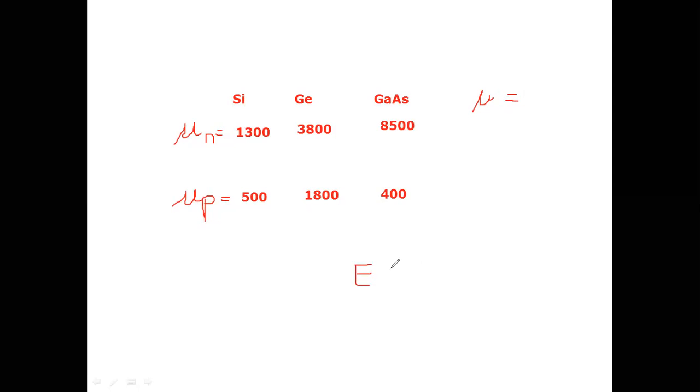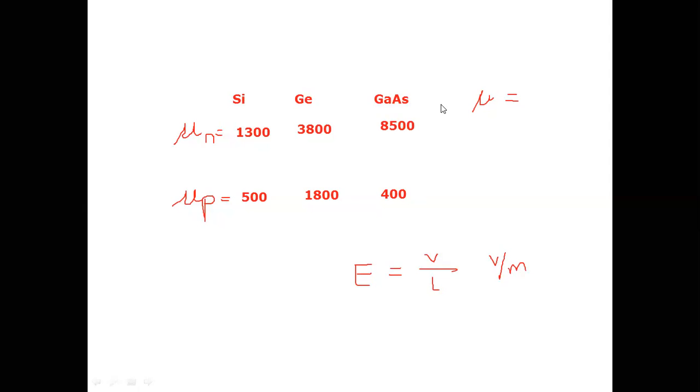That electric field is equal to the voltage applied divided by the length of the semiconductor. So electric field is expressed in volt per centimeter or volt per meter.